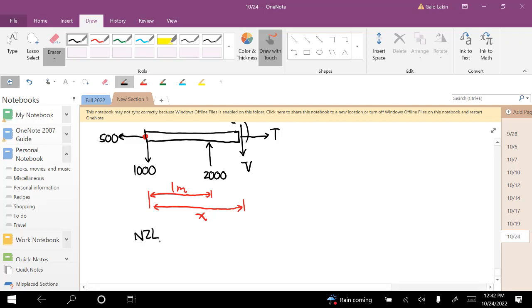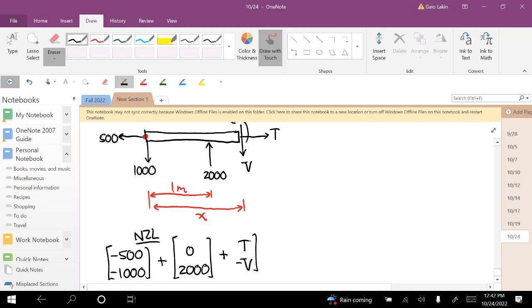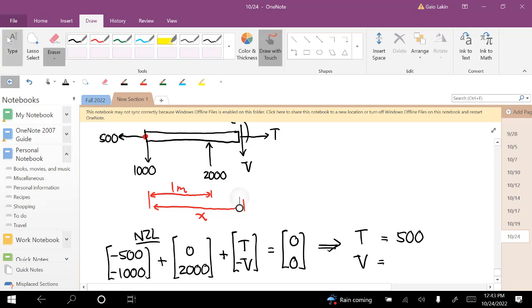Okay, so Newton's second law says negative 500, negative 1,000, plus 0, 2,000, plus T negative V is equal to zeros. So T is 500 and V is positive 1,000.